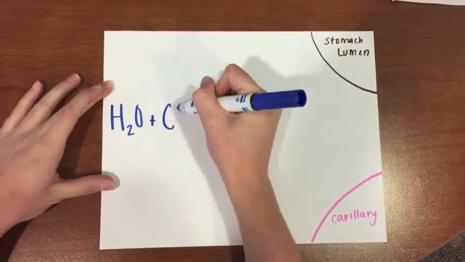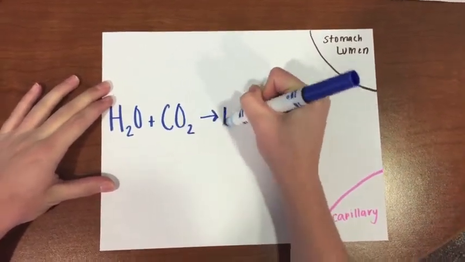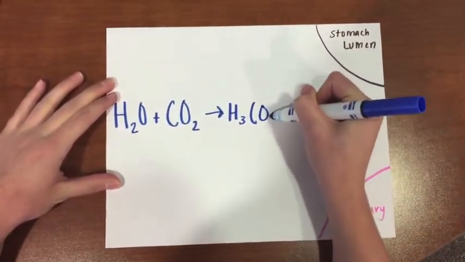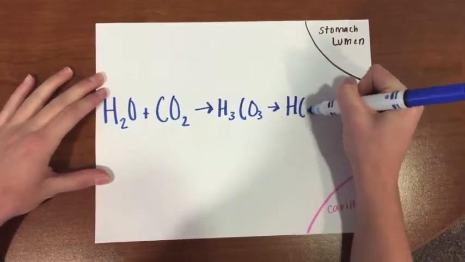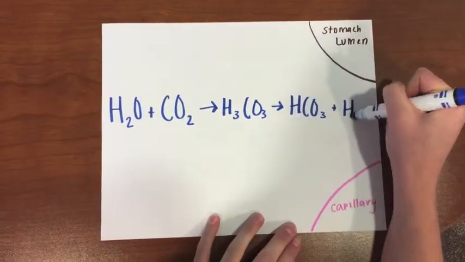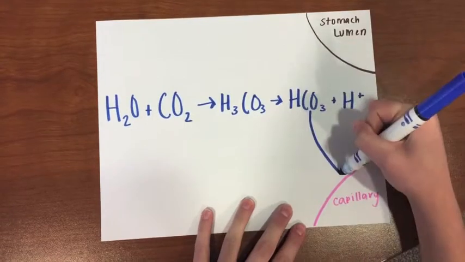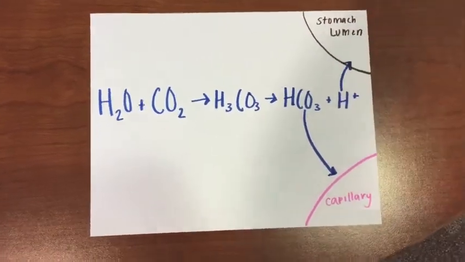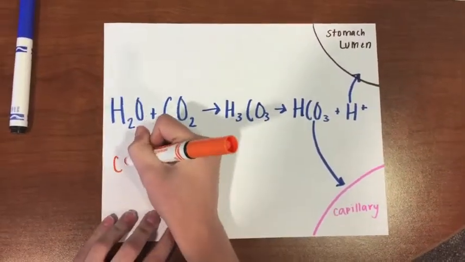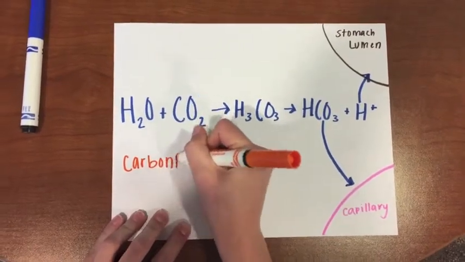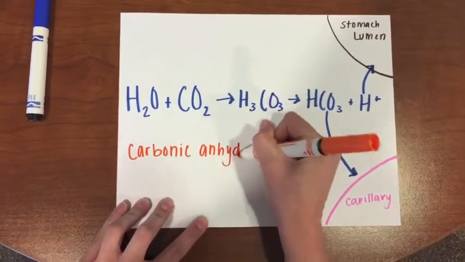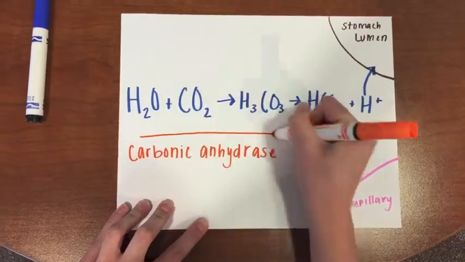Water and carbon dioxide form carbonic acid, which further breaks down into a bicarbonate and a hydrogen ion. This bicarbonate is taken to the capillaries to go to the rest of the body, and the hydrogen ion is taken to the stomach lumen for acidity. Carbonic anhydrase keeps the reaction going in one direction.